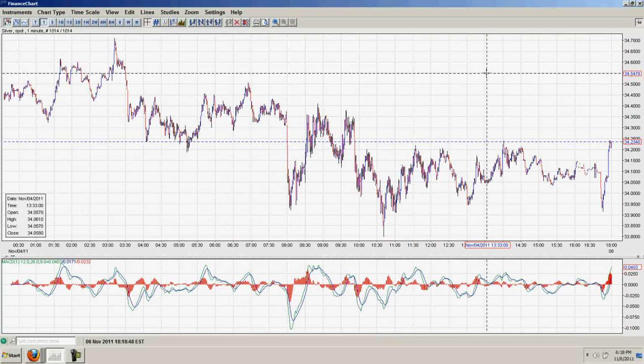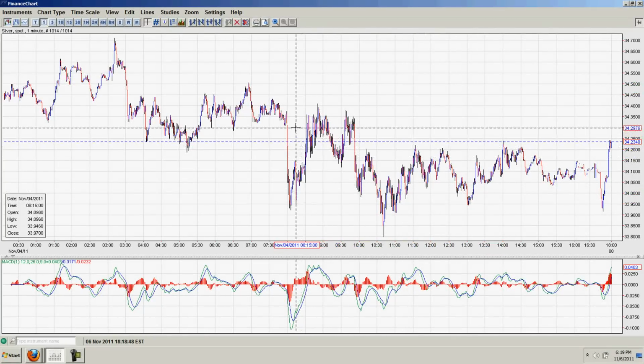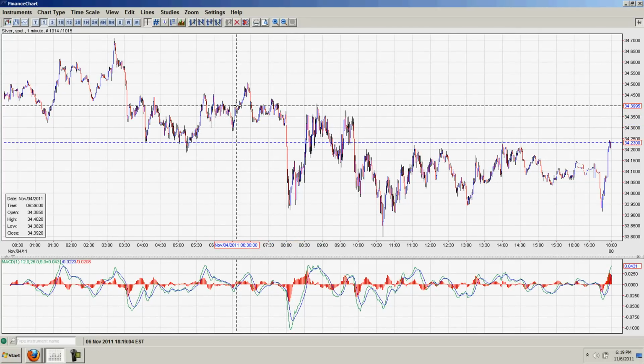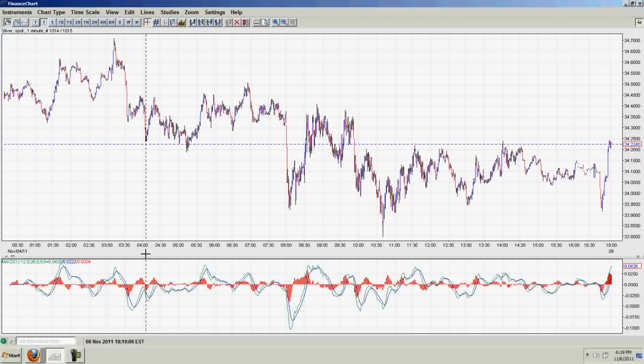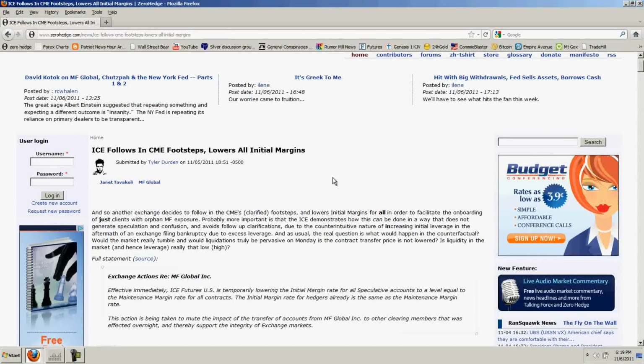So the big news story over the weekend was the margin requirement hike that was announced by the CME, and that story was initially broke on Zero Hedge. Now this story here is a follow-up story, and this is an announcement by ICE, which is the International Commodities Exchange, and they have clarified this issue about the initial margin requirements and maintenance margin requirements.